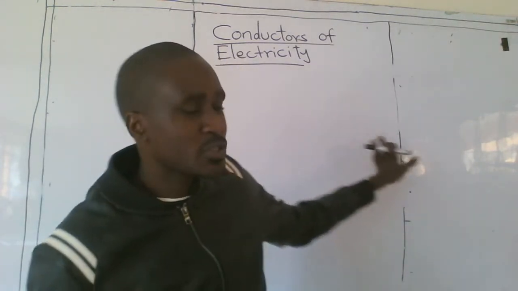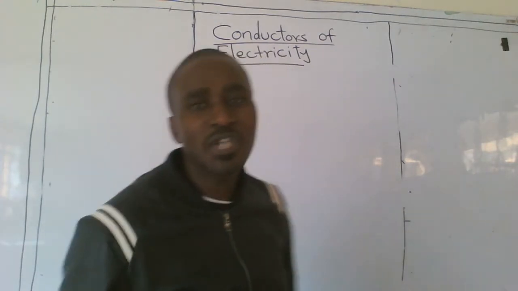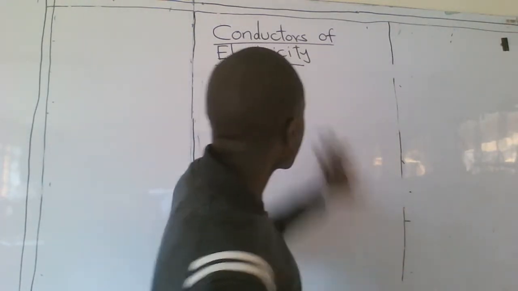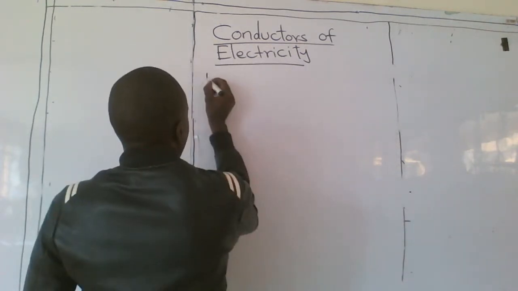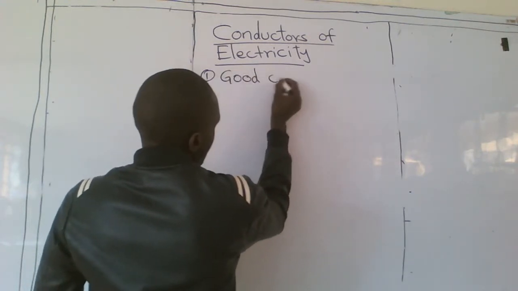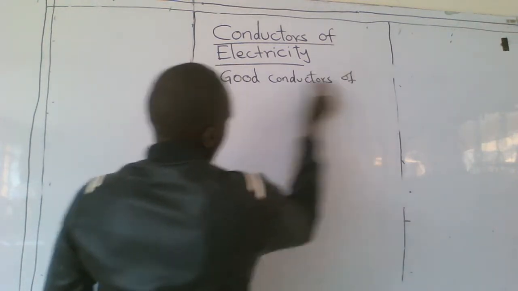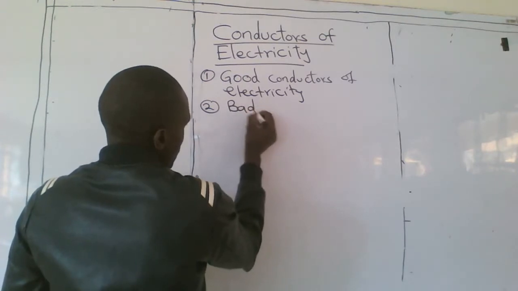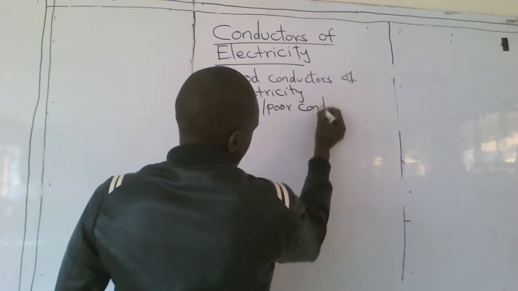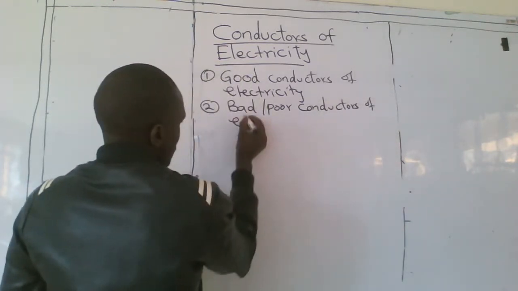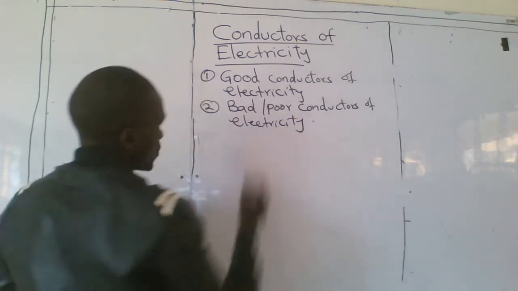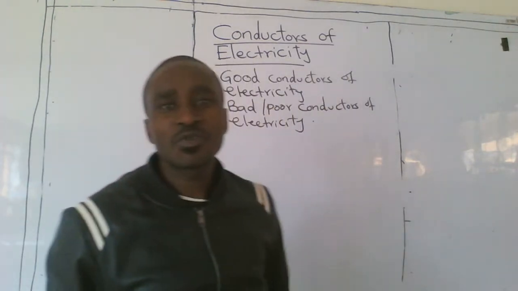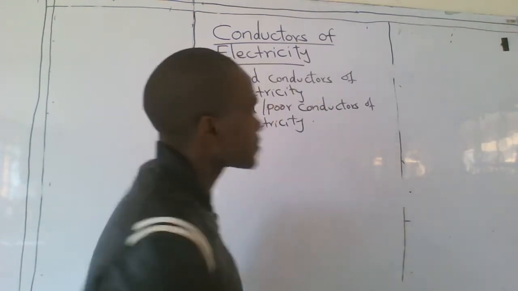So here we'll still use that simple electric circuit to investigate materials which can conduct electricity and materials which cannot conduct electricity. When we talk about conductors of electricity, we have two types. The first one is called good conductors of electricity, and the second is bad or poor conductors of electricity. We'll start with good conductors, so that we can find out which materials we call good conductors of electricity.